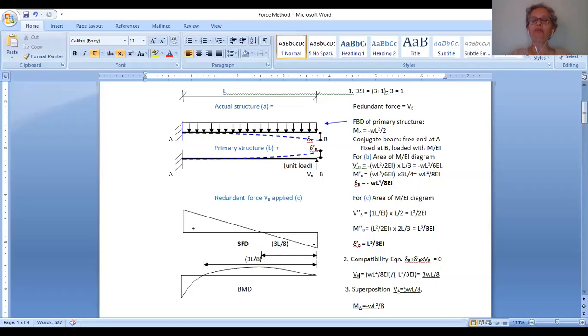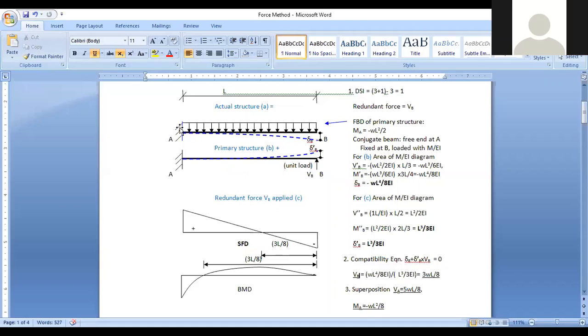Okay. Now we have to make use of the principle of superposition. What is the meaning of principle of superposition? Whatever results we have got because of this primary structure, and whatever results we have got because of this primary structure subjected to redundant force VB, is the actual response of the actual structure. Okay. So VB is 3WL by 8. That is the reaction over here. In primary structure, there is no reaction over here.